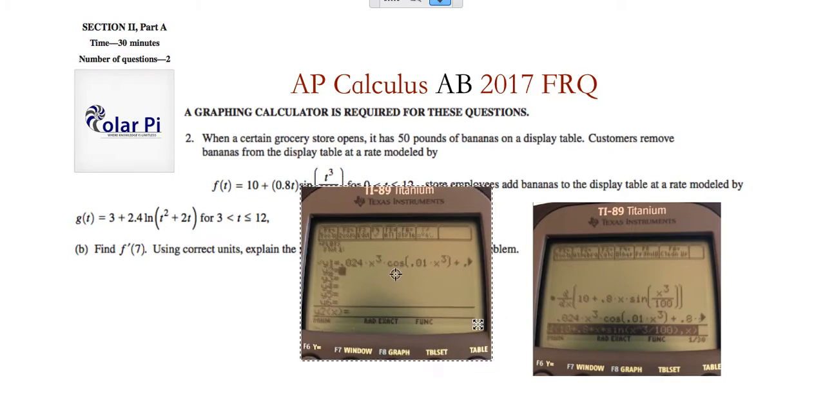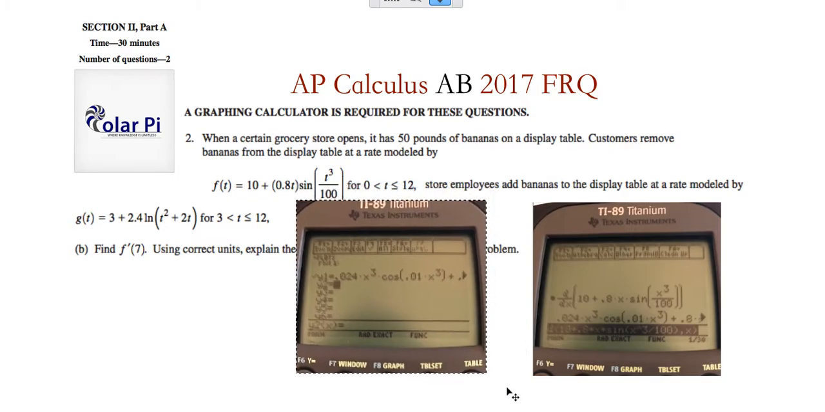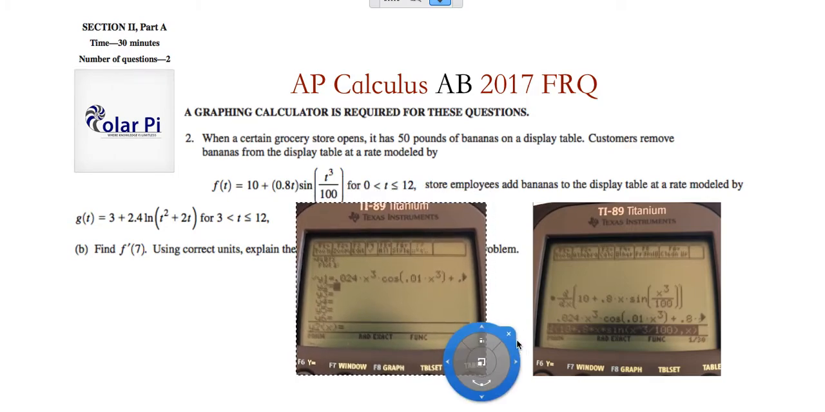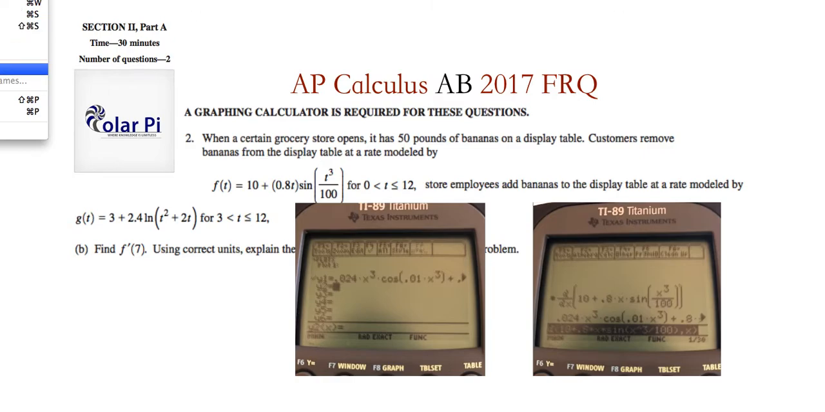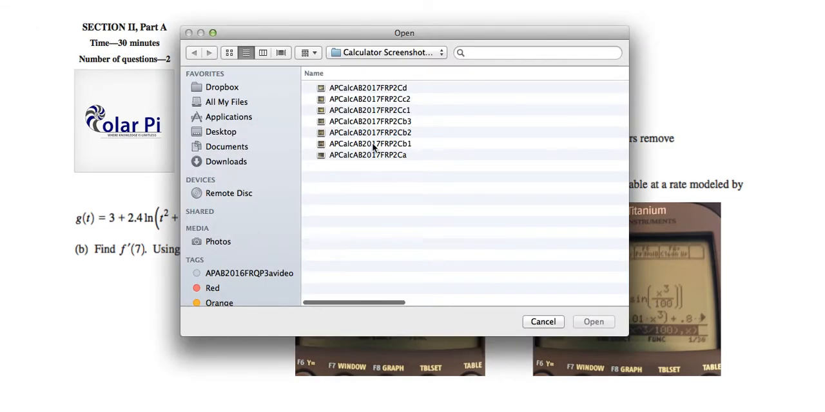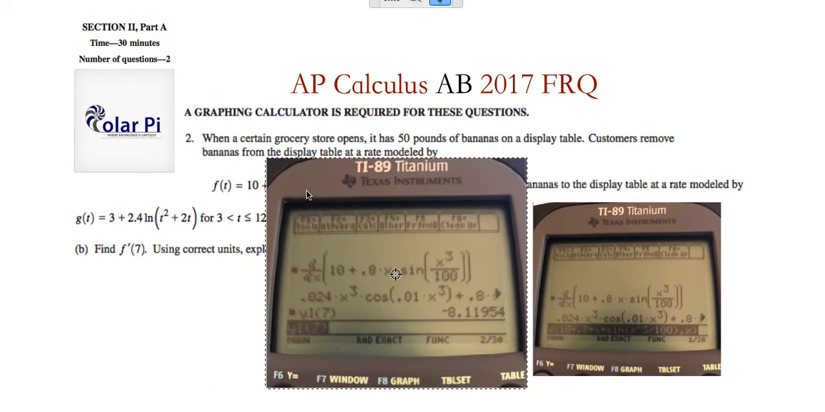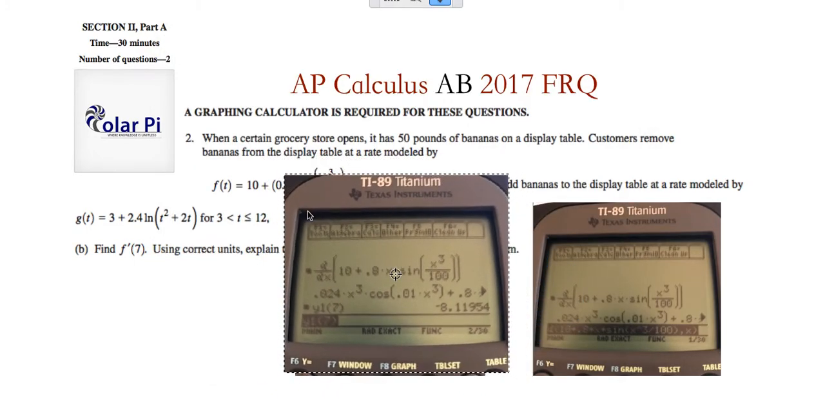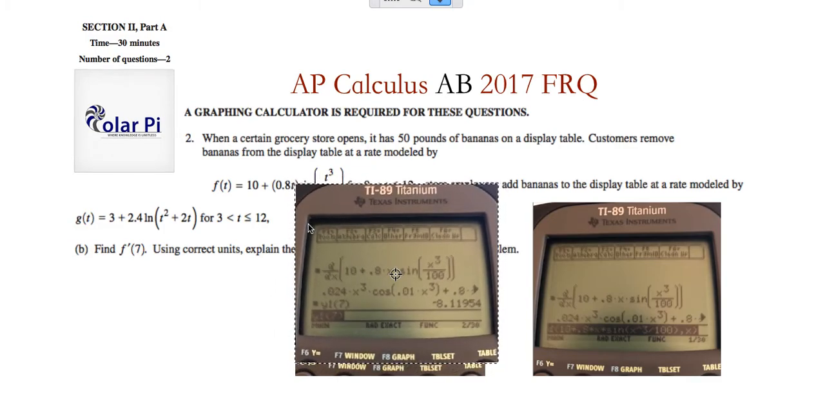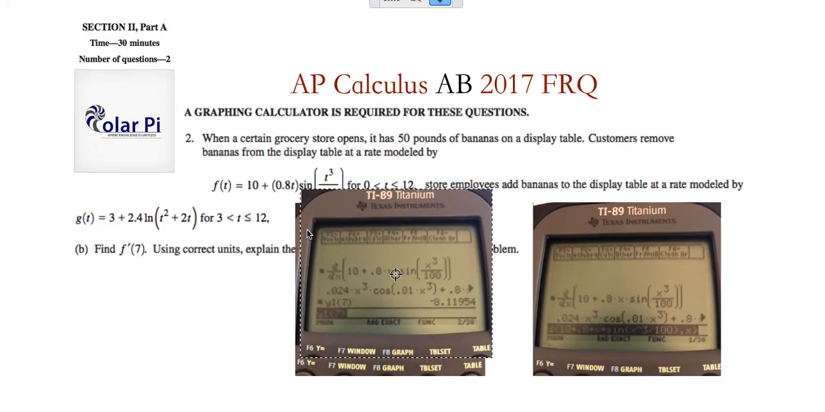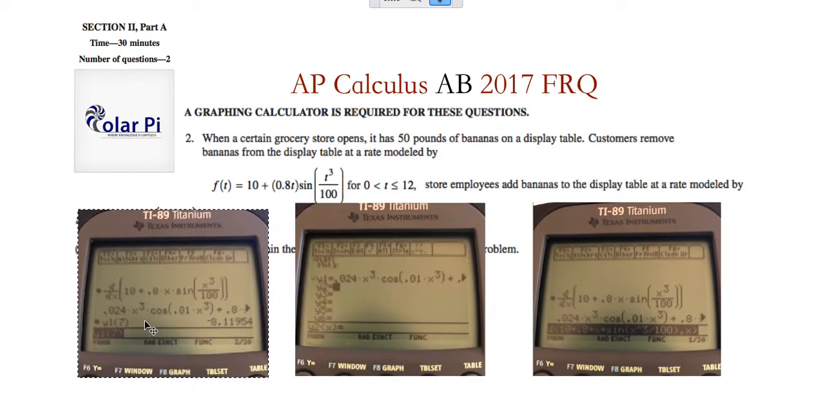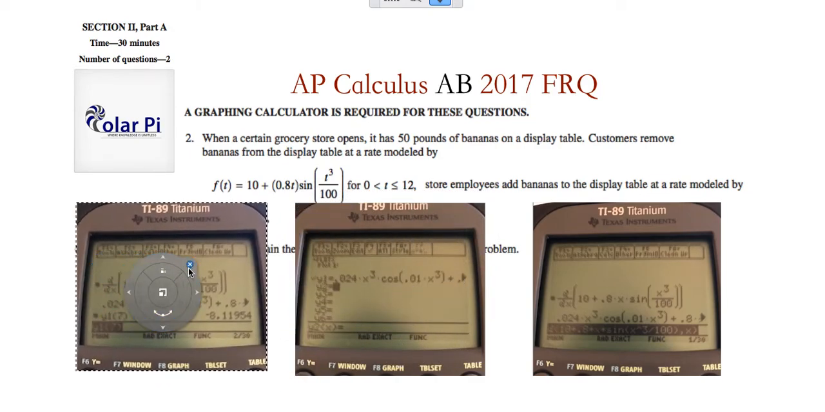And then I did the same little trick I taught you in the solution to problem 1 of the 2017 AB and BC FRQs, which is that once you have a function typed under y equals, from your home screen you can call on it. So I went to the home screen and typed y1 of 7, and my calculator knew to go to y equals, then go to y1 and evaluate that function at 7. And when I did, I get this value.